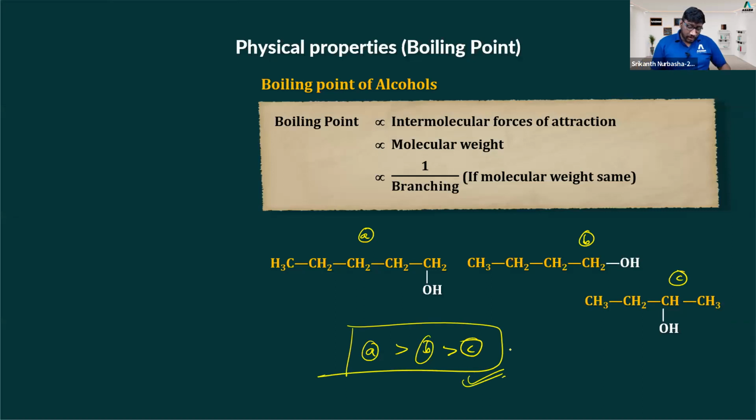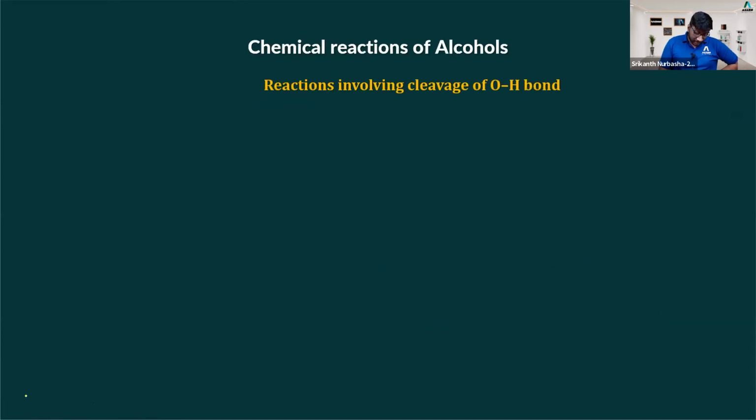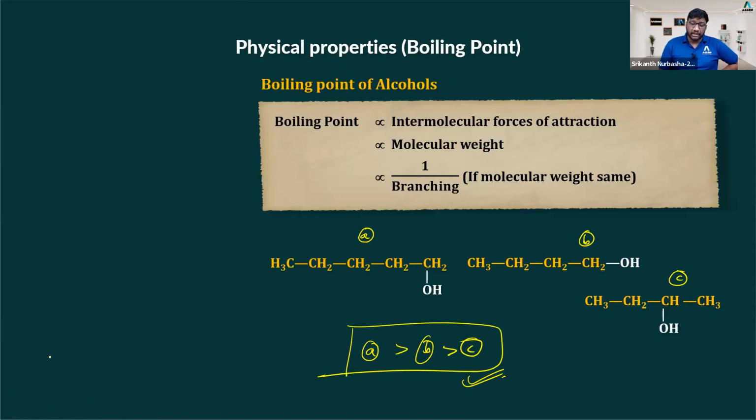Okay, students, this is about the physical properties like boiling point of alcohols. Next, we have chemical reactions of alcohols. Next class, we'll discuss different types of chemical reactions of alcohols. Okay. Thank you all, everyone.